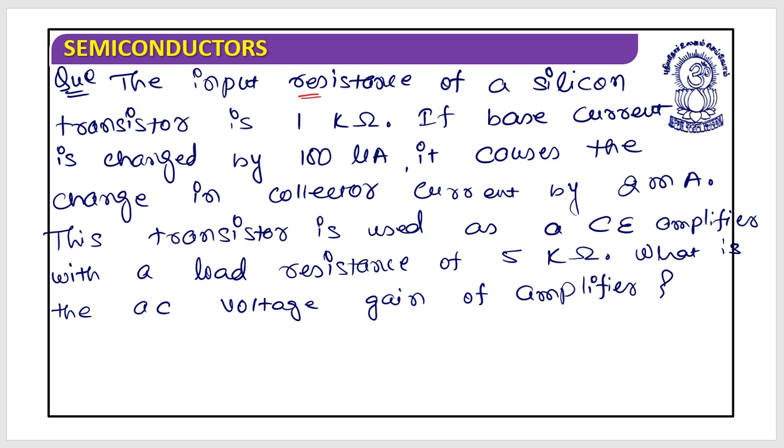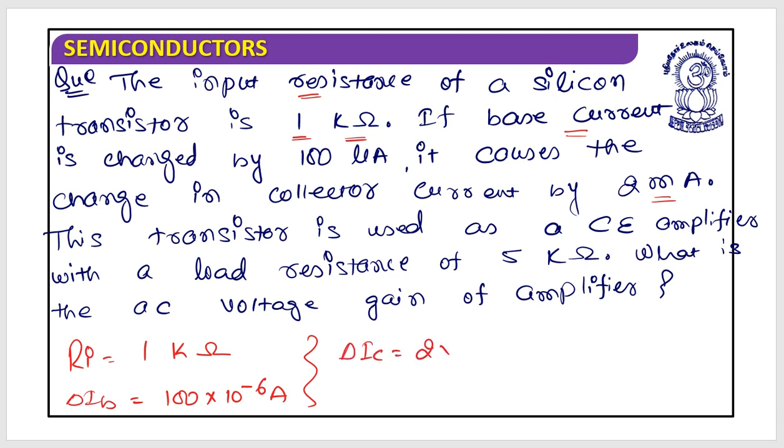They said that the input resistance of a silicon transistor is 1 kilo ohm. It's R input, which is equal to 1 kilo ohm. If the base current, that is delta IB, is changed by 100 microampere, it's 100 into 10 to the power minus 6 ampere. It causes a change in collector current by 2 milliampere. That means delta IC is equal to 2 into 10 to the power minus 3 ampere. This transistor is used as a CE common emitter amplifier with a load resistance R out of 5 kilo ohm, which is 5 into 10 to the power 3 ohm.